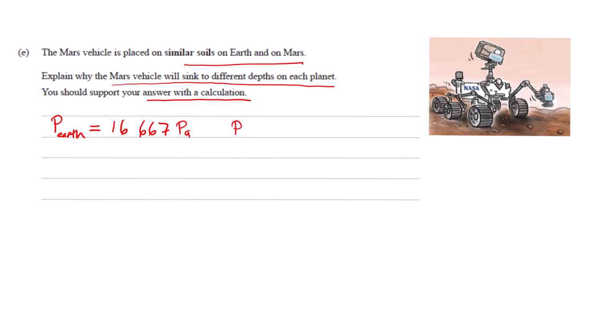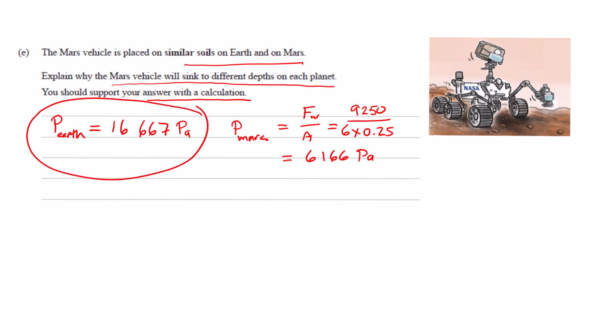Let's have a look at the pressure that it exerts on Mars. And again, pressure is equal to the weight force divided by the area, and our weight force on Mars was 9,250 newtons divided by the area. Again, the area is 6 lots of 0.25 square meters. So the pressure on Mars is equal to 6,166 newtons per square meter, or this many pascals. So we have a pressure of this much on Earth, but only this much on Mars.